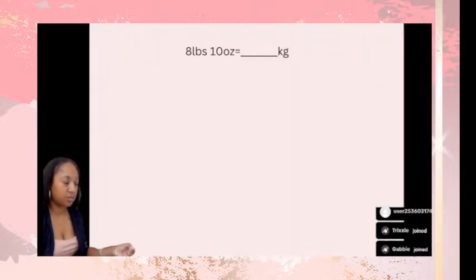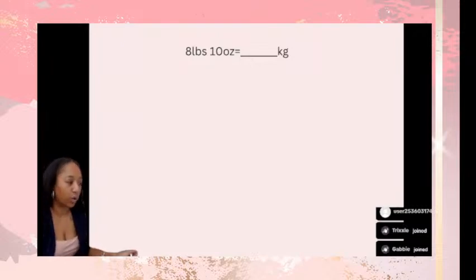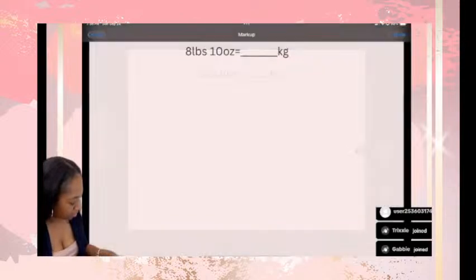Is this making sense, the way we're solving these via dimensional analysis? If not, say, hold on. Okay?